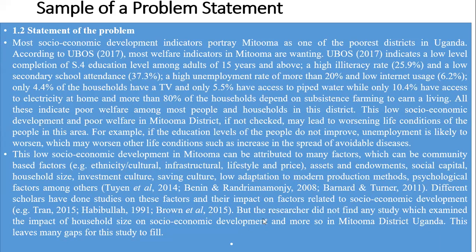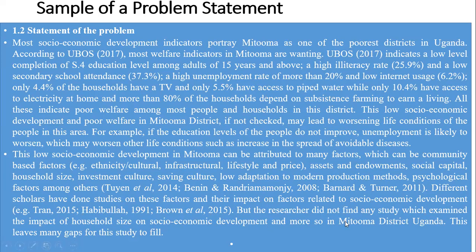And this is enough. This is called, which type of gap? I will not mention, you are going to mention it. According to the different types of gaps we have seen, which type of gap is this? When the researcher says that he did not find any study examining the impact of household size on socio-economic development. When you look at this part alone, it shows a particular gap.